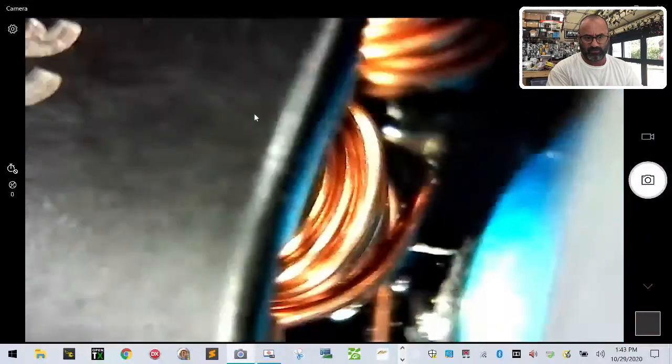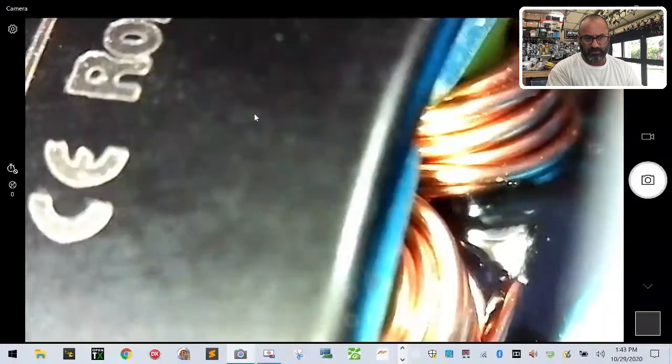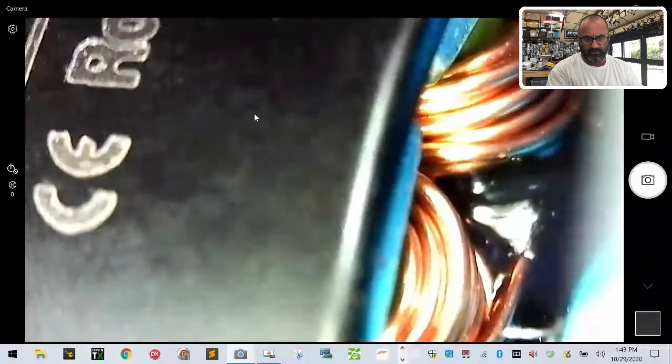Crap on the screws, I don't know. Okay, so we're gonna look here. I have to put the magnifying glasses back on because this thing's moving all over the place, so it's hard for me to see. But let me look around. Okay, right here.